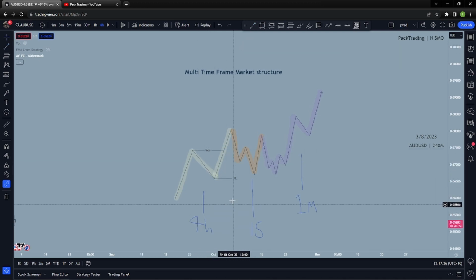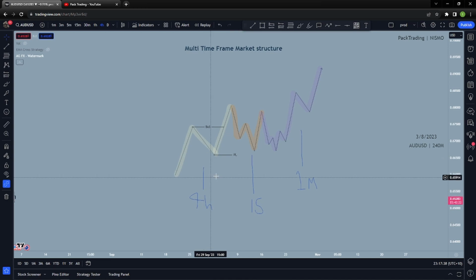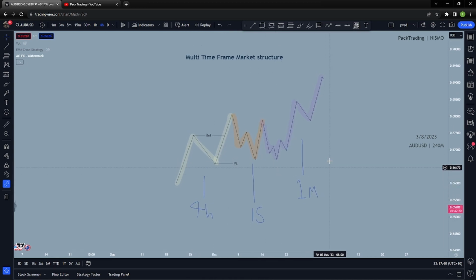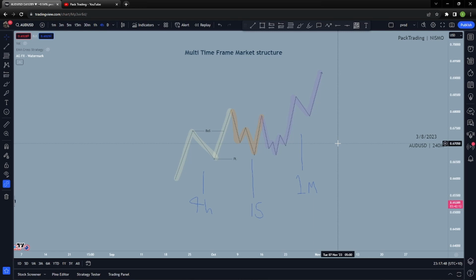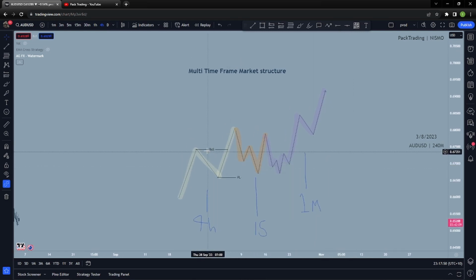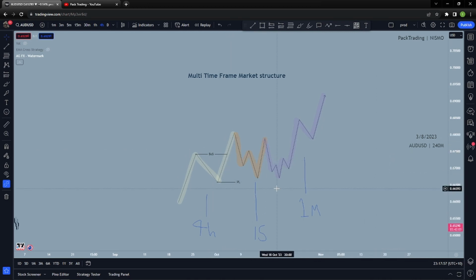This is a 4 hour. I put it beneath it just so it's specific for you guys to understand. This white is 4 hour. This orange is 15 minute. Oh, I forgot to write the M there, but anyway, this purple is 1 minute. So what do we do after a breaker structure and it becomes a protected low? We expect a pullback.